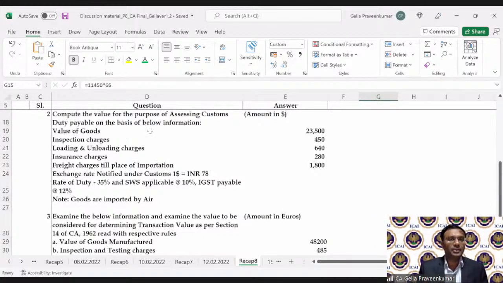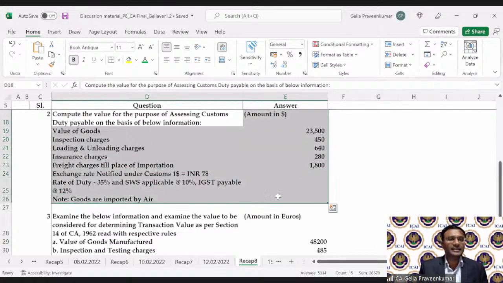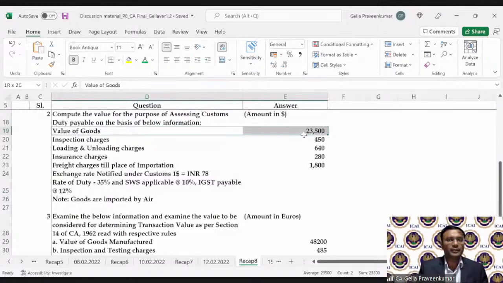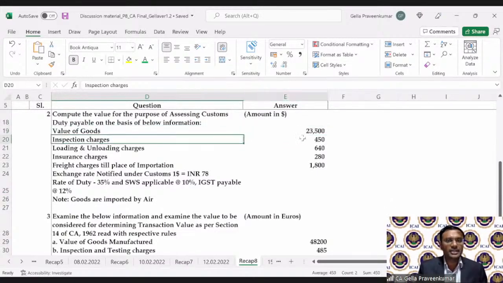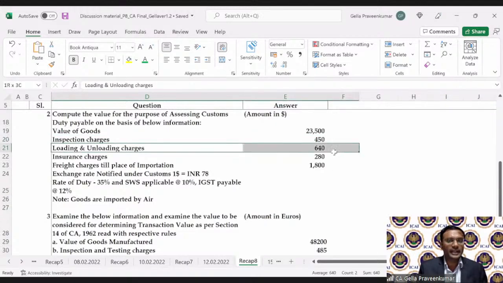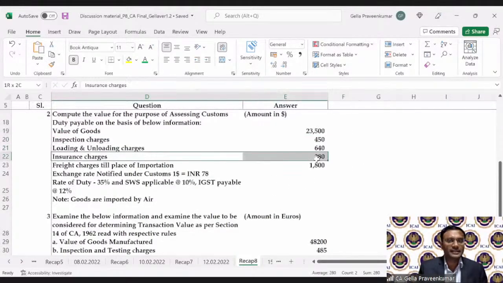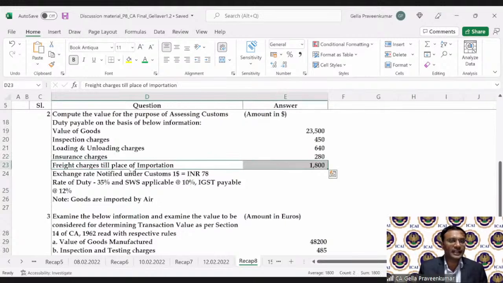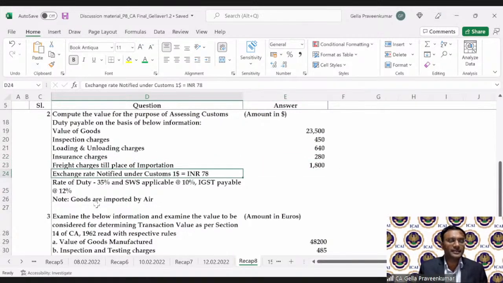Compute the value for the purpose of assessing customs duty payable on the basis of the below information. So they have asked us to calculate the assessable value for the purpose of computing customs duty. They have given a few amounts in foreign currency. First, value of goods 23,500. Inspection charges 450. Loading and unloading 640. Insurance 280. Freight 1,800. Exchange rate notified by the customs 78.